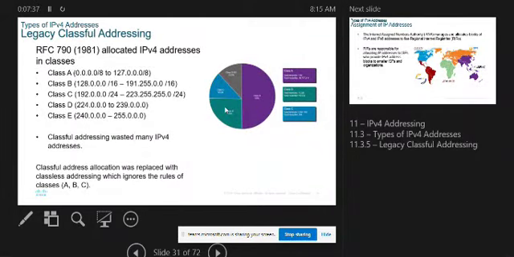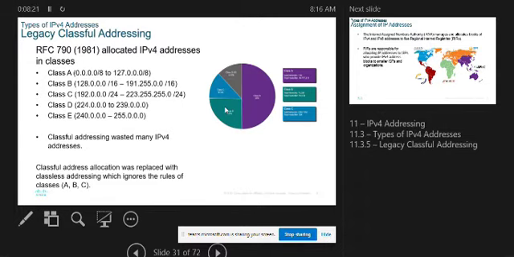I think this kind of puts us where we were. You guys can see that there are allocated IPv4 addresses in classes. So RFC 790 in 1981 allocated IPv4 addresses. So from 0 through 127 defines a Class A. The only number that's important here is the first octet. The octets go from left to right when you're looking at them. So the first octet is going to have that 0, and the ending part is 127.